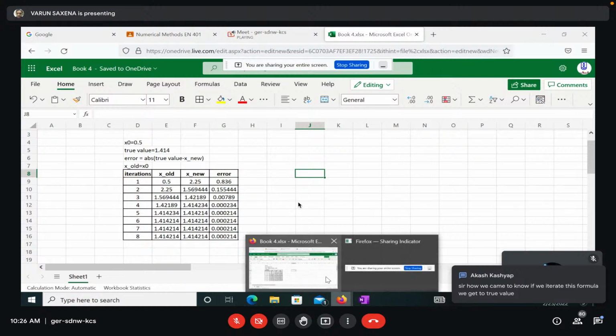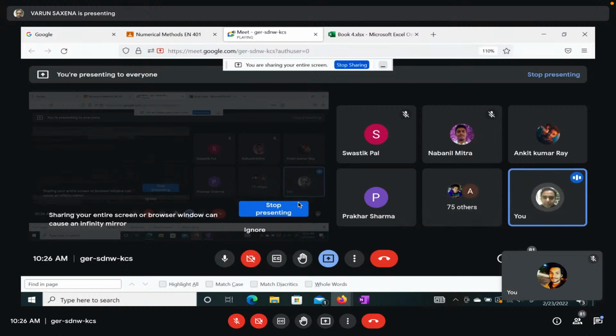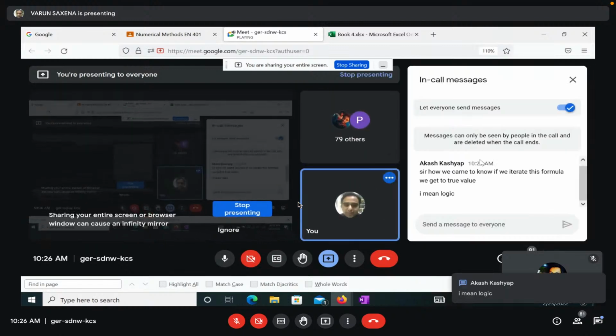Just a second. Somebody's writing something. Sir, how can what was the question? Just a minute. Sir, how we came to know if we iterate this formula to get the true value?